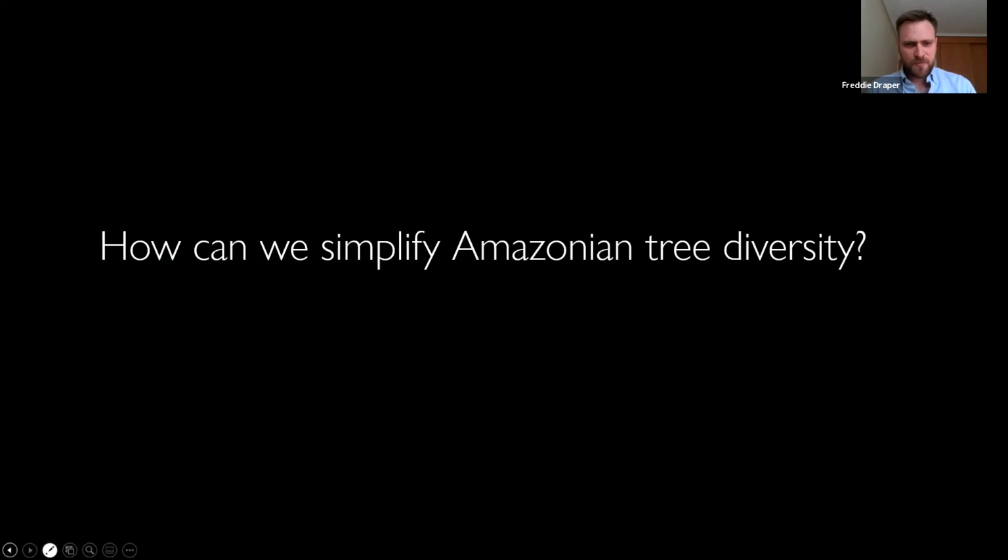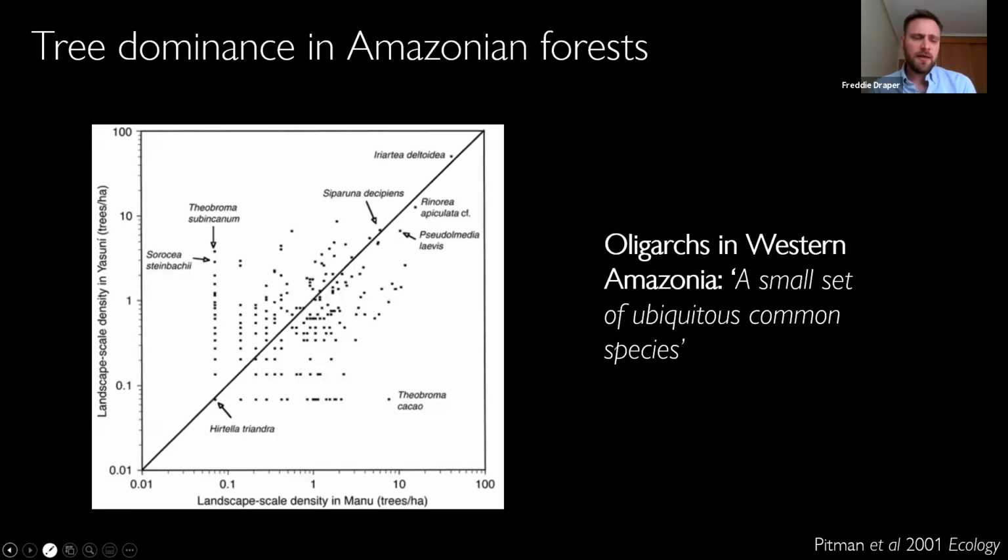And in that context, for me, a really important idea and paper. This is based on a paper that was published by Nigel Pitman in 2001 in Ecology, where he made this point that in forests in the southwest Amazon, and forests much further north in the Ecuadorian Amazon, so this is kind of northwest, western Amazon, although they're separated by thousands of kilometers, there was a small group of species that were really common. And he termed these oligarchs. So these oligarchs, these super common trees, were dominant at large scales.